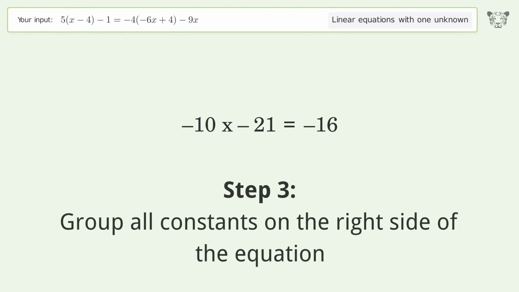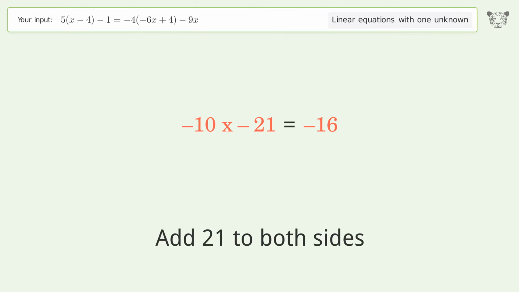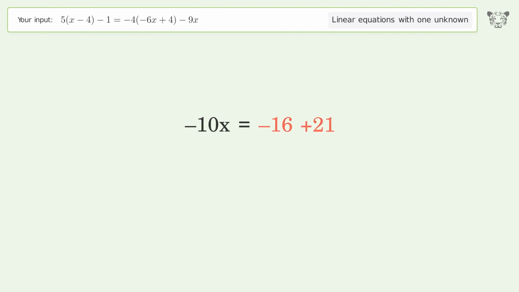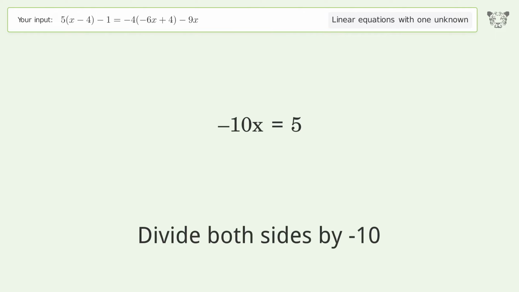Group all constants on the right side of the equation. Add 21 to both sides. Simplify the arithmetic. Isolate the x. Divide both sides by -10.